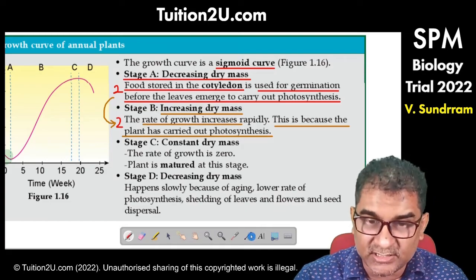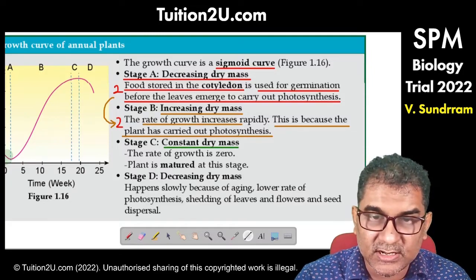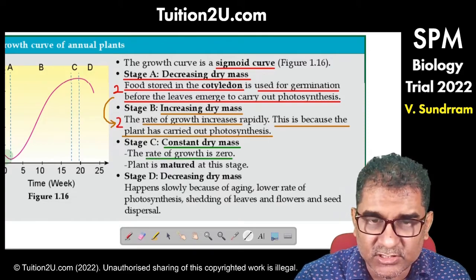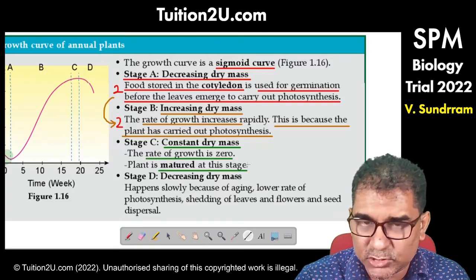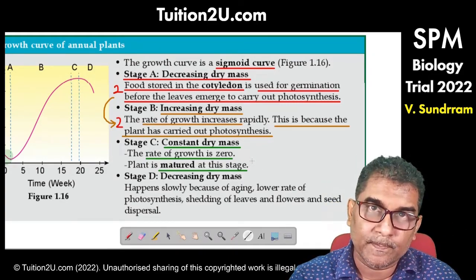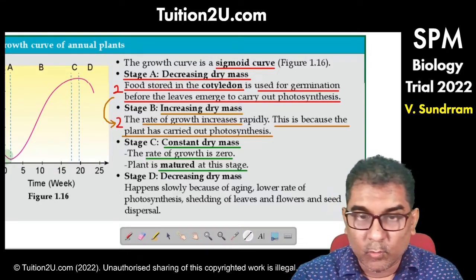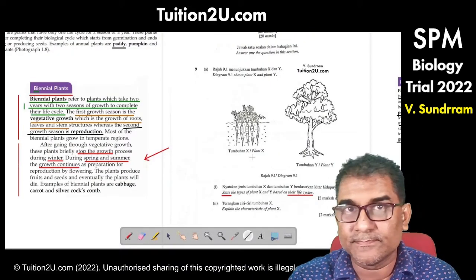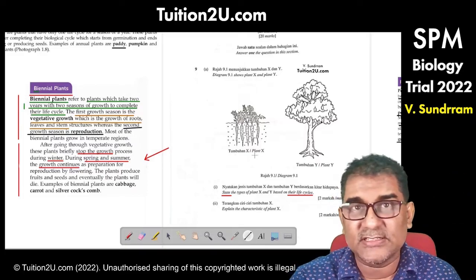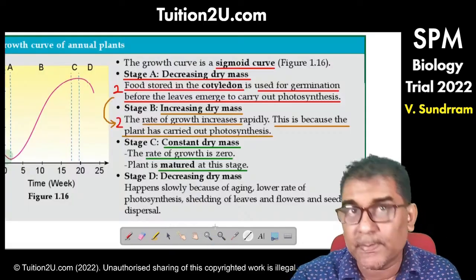The third stage, C, is where you have constant dry mass. It is flat, constant dry mass. So the rate of growth is 0. The plant is already mature at this stage. No more growth in dry mass occurs. You see, this is the annual plant. What did you explain for biennial plant? They grow in the first season, they reproduce in the second season. All of that happens in one season for an annual plant.